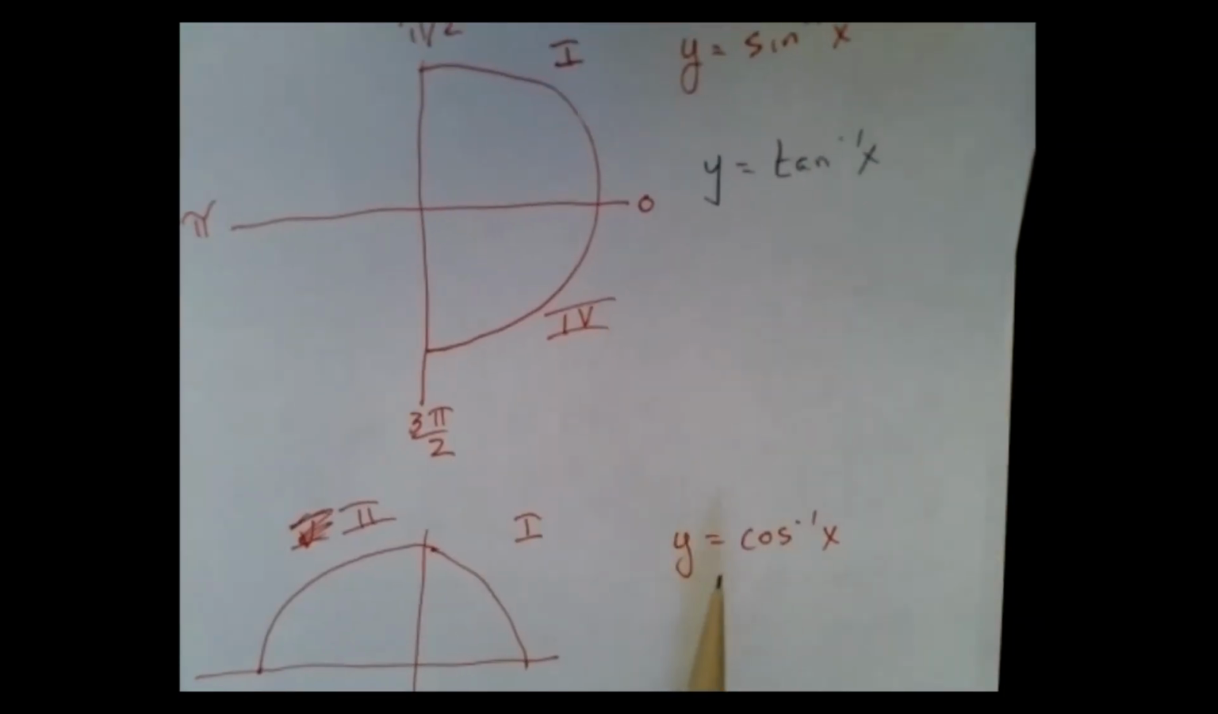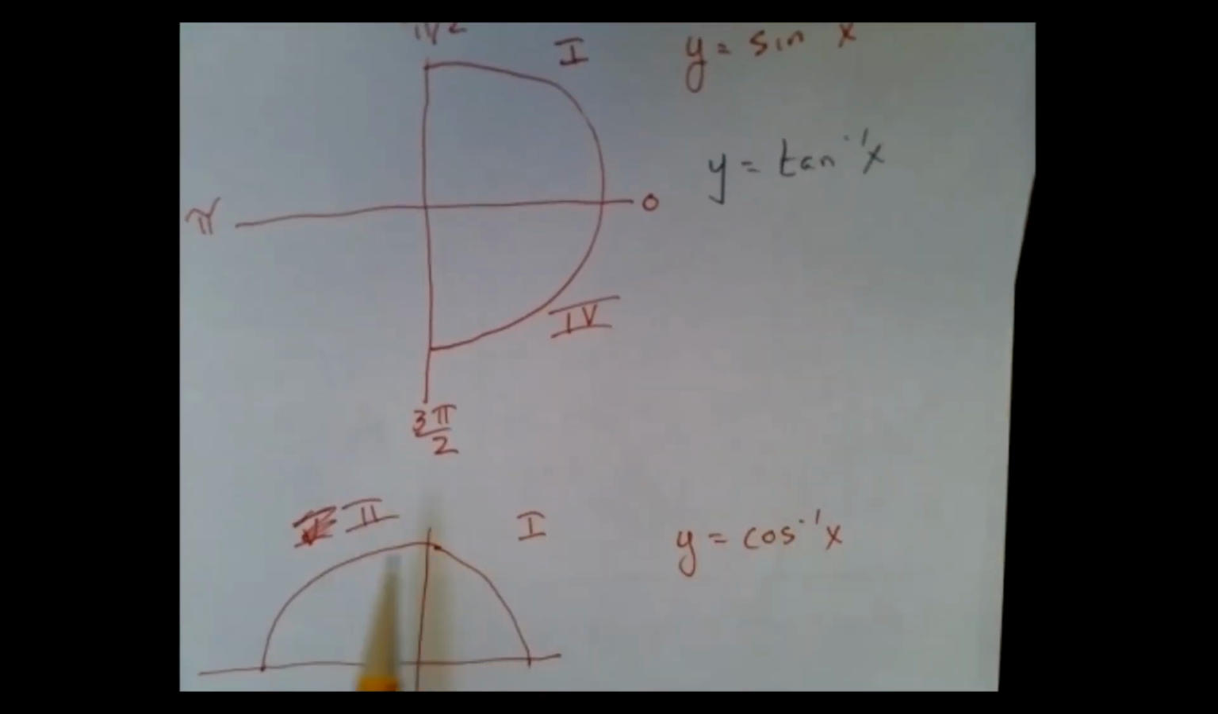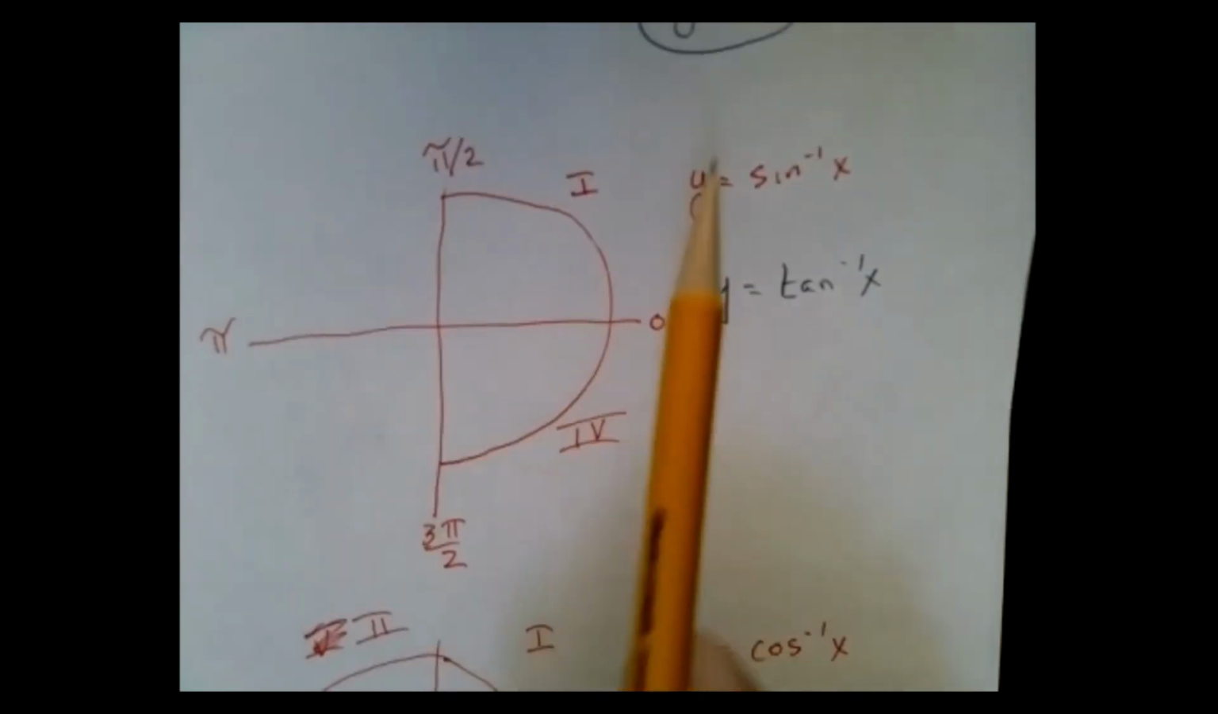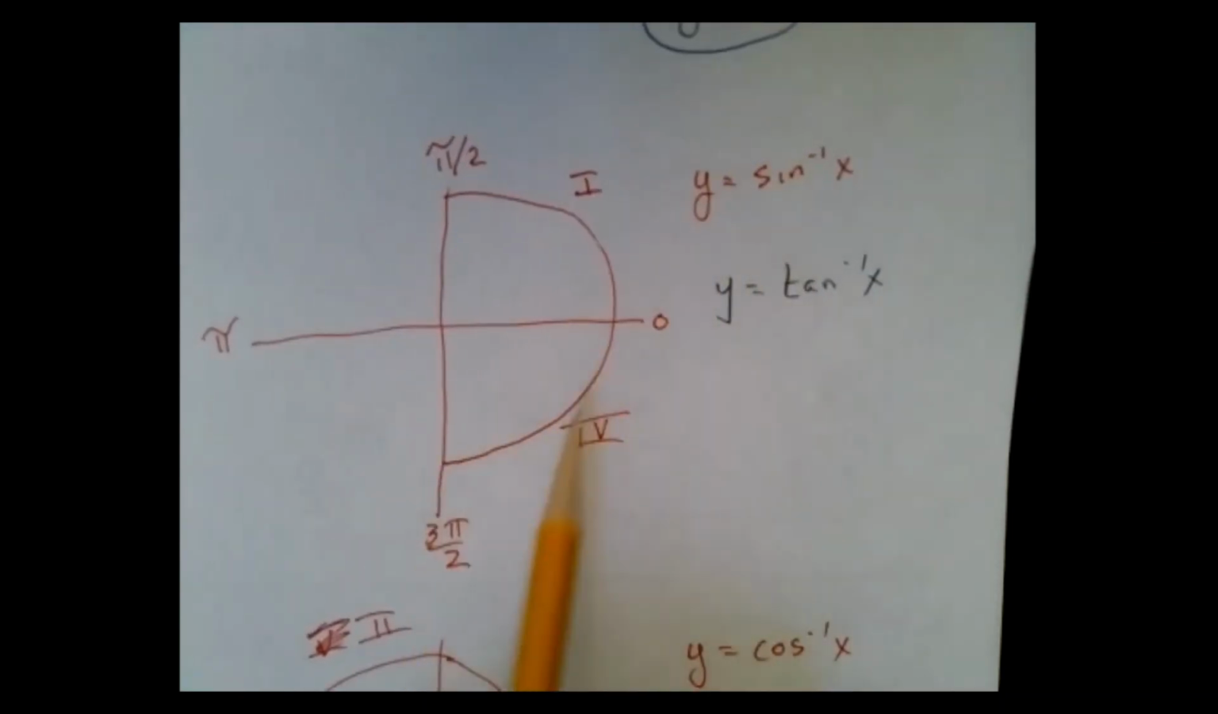So again, I come back over here. When I did the cosine, I knew my negatives were in quadrant 2. Well, for sine and tangent, my negatives were in quadrant 4.